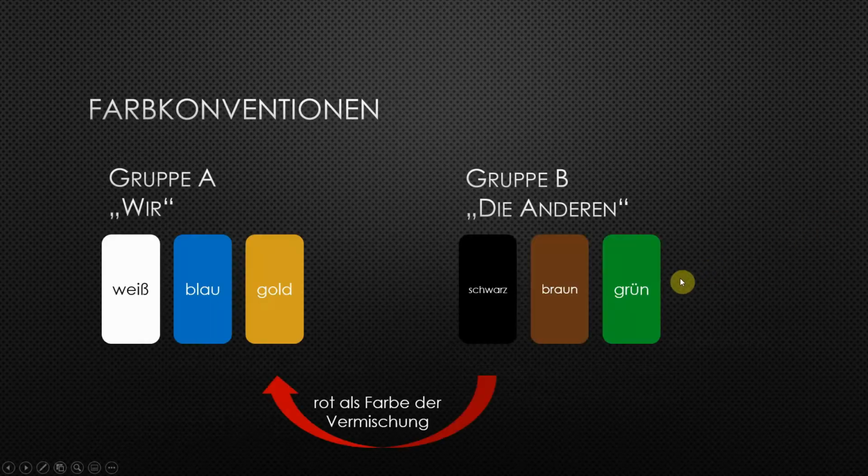There are also color conventions. Colors representing us are white, blue, and gold. Colors representing the other are black, brown, and green. So that's the sky colors, that's the earthy colors. And red is the color of the intermixture, where a black male character is getting access to a female group A character. So here we have the others, the stranger getting access to a woman from our group.